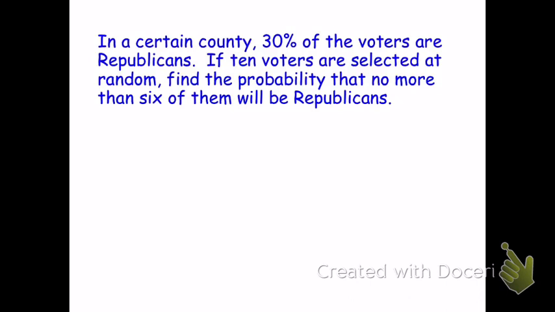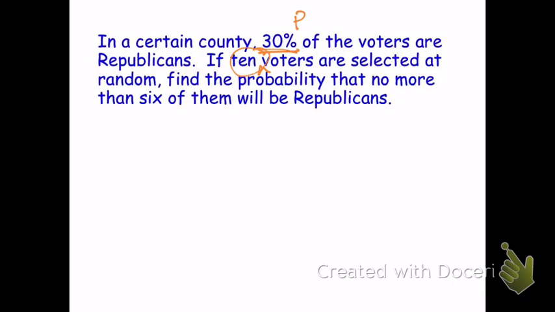Okay. Here's another example. It says, in a certain county, 30% of the voters are Republican. If 10 voters are selected at random, so there's my fixed number of trials, what is the probability that no more than 6 of them will be Republican? Okay, so there's a lot of information here. We need to dissect it. So 10 is my number of trials. 30% is my probability. So I've got my N and I've got my P. And it wants me to find the probability that no more than 6 of them will be Republican.